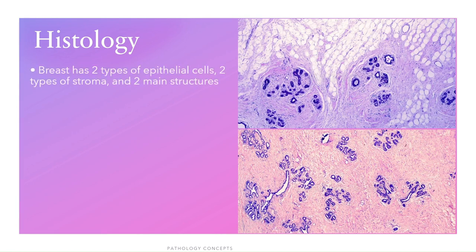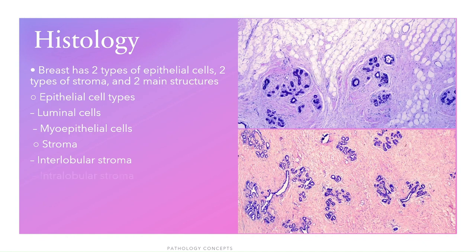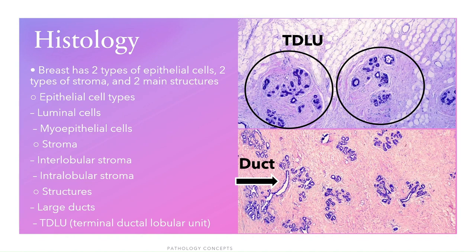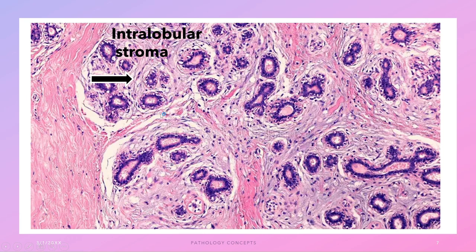Now let's learn about histology. The breast has two types of epithelial cells, two types of stroma and two main structures. The epithelial cell types are luminal cells and myoepithelial cells. Stroma is of two types: interlobular stroma and intralobular stroma. And the structures are large ducts and the TDLU, that is the terminal ductal lobular unit. The circle represents a TDLU and this arrow shows a duct. The stroma in the lobular area is called intralobular stroma, and the stroma in between the lobules is called interlobular stroma.